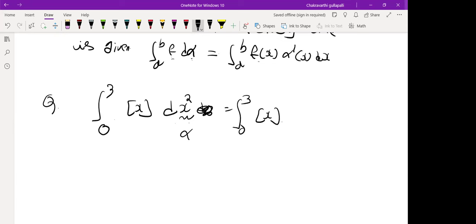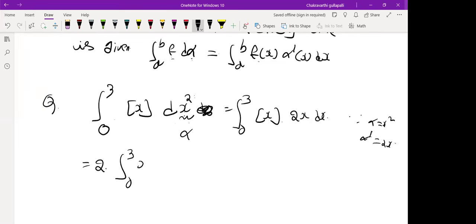[x] into x² is differentiable; [x] is not differentiable. x² is differentiable. What is the derivative of this? It is 2x, because α is x², so α' is 2x. So ∫f(x)α'(x)dx. This is the formula. Now you know this, you know how to do it.